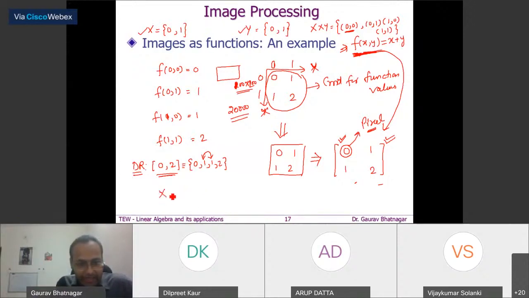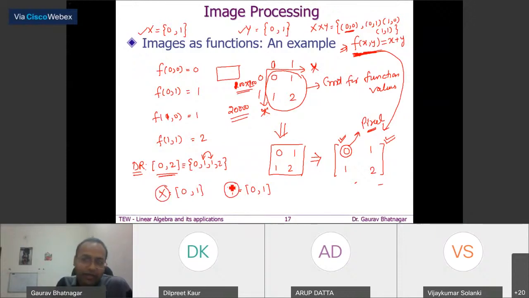Let me take my x as the interval 0 to 1. Let me take y also as 0 to 1. So now this is the interval. So how many elements are there in the interval? That is my question. Between 0 to 1, you are going to have infinite numbers. You are going to have the rational numbers, irrational numbers, everything all together. You are going to have infinite values in this particular interval, similarly in this particular interval as well.